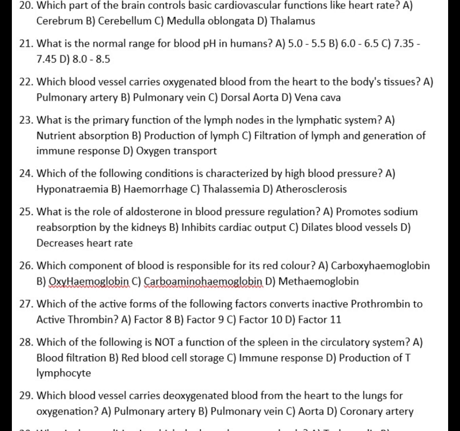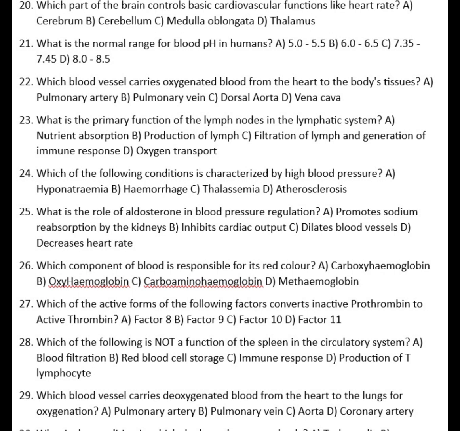27. Which of the active forms of the following factors converts inactive prothrombin to active thrombin? A. Factor 8. B. Factor 9. C. Factor 10. D. Factor 11. 28. Which of the following is not a function of the spleen in the circulatory system? A. Blood filtration. B. Red blood cell storage. C. Immune response. D. Production of T lymphocyte.